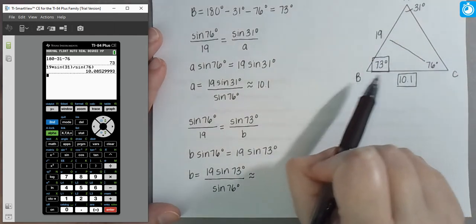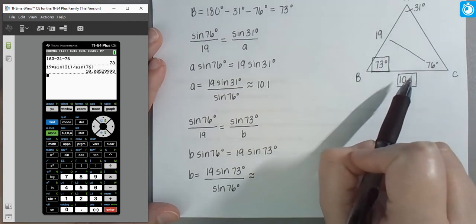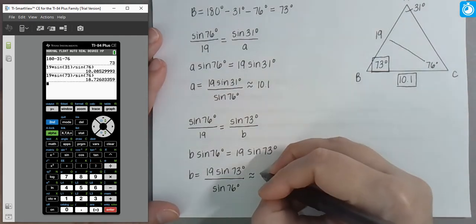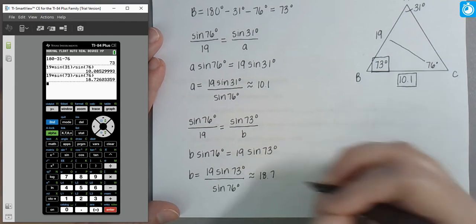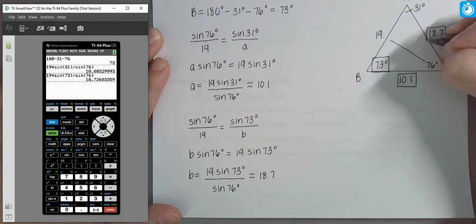And because B is the angle in the middle in terms of measure, it's not the smallest, it's not the largest, the side length should also be somewhere between the smallest and the largest. So let's verify that. So 19 times the sine of 73 degrees divided by the sine of 76 degrees. And so to 1 decimal place, that's going to be 18.7. So side B has a length of 18.7 units.